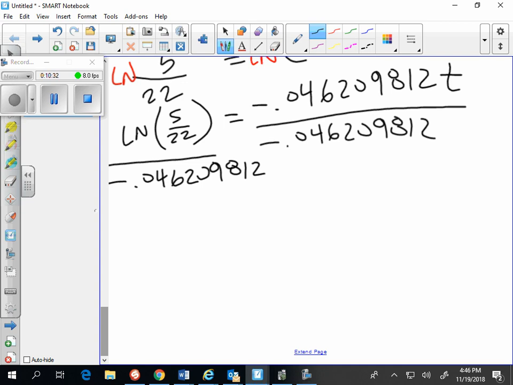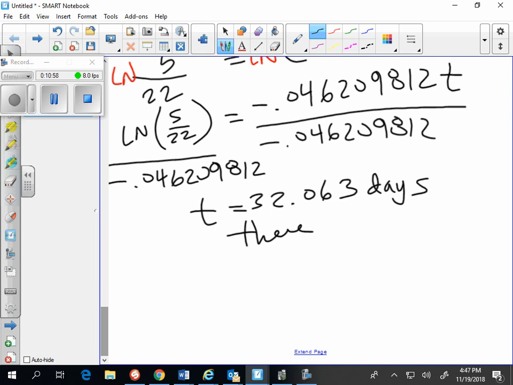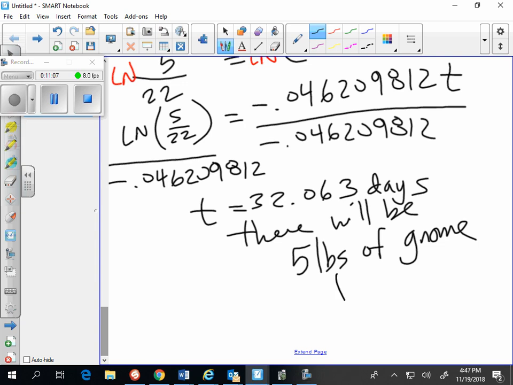And what do we get for time when we do that? Well, on the left-hand side, we have ln of 5 divided by the original weight of 22. And we wanted to divide that by our rate of decay, negative 0.046209812. And so I end up with, when t equals 32.063 days, there will be 5 pounds of gnome remaining. And that's basically a review of where we've been.